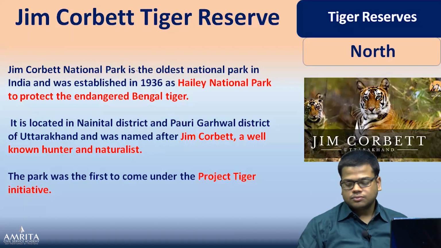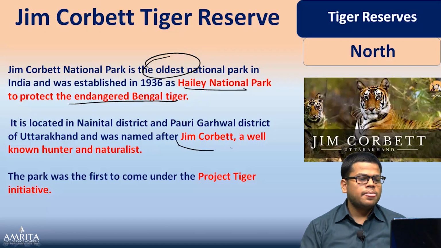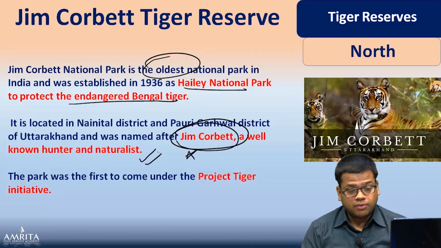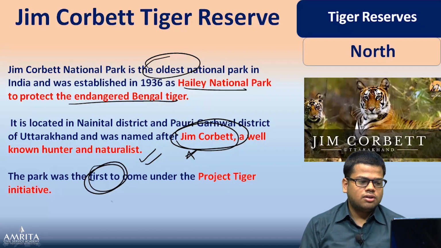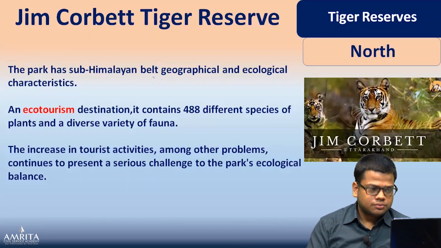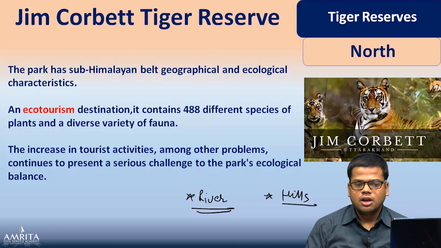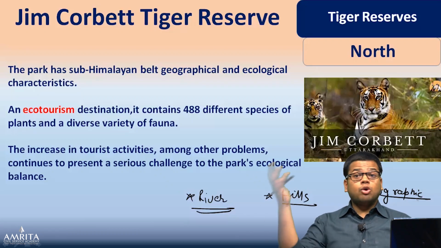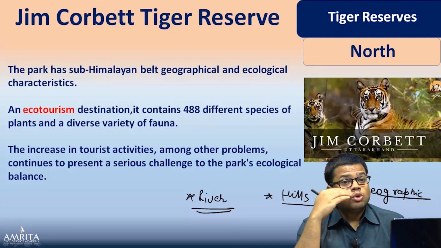Okay, let's start. It was one of the oldest national parks in India, Hailey National Park, created to protect the Bengal tiger. Jim Corbett was earlier a hunter, then he turned into a naturalist. It was the first to come under the Project Tiger initiative. Next, you have to remember a few things. For example, the river passing through, if any river passes through a park, what hills are mentioned, and what is the geography. For example, I've discussed natural vegetation, hills, and which biome falls within this tiger reserve. We also discussed one question in Namdafa where the question of biome came.